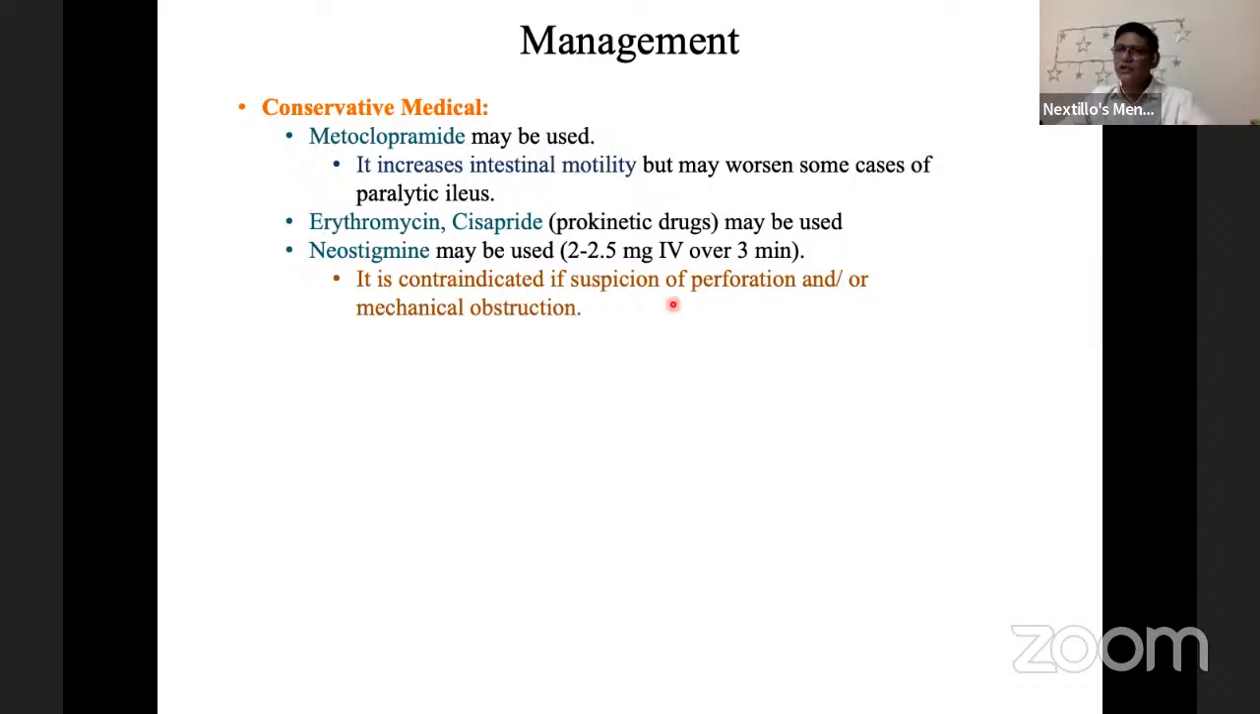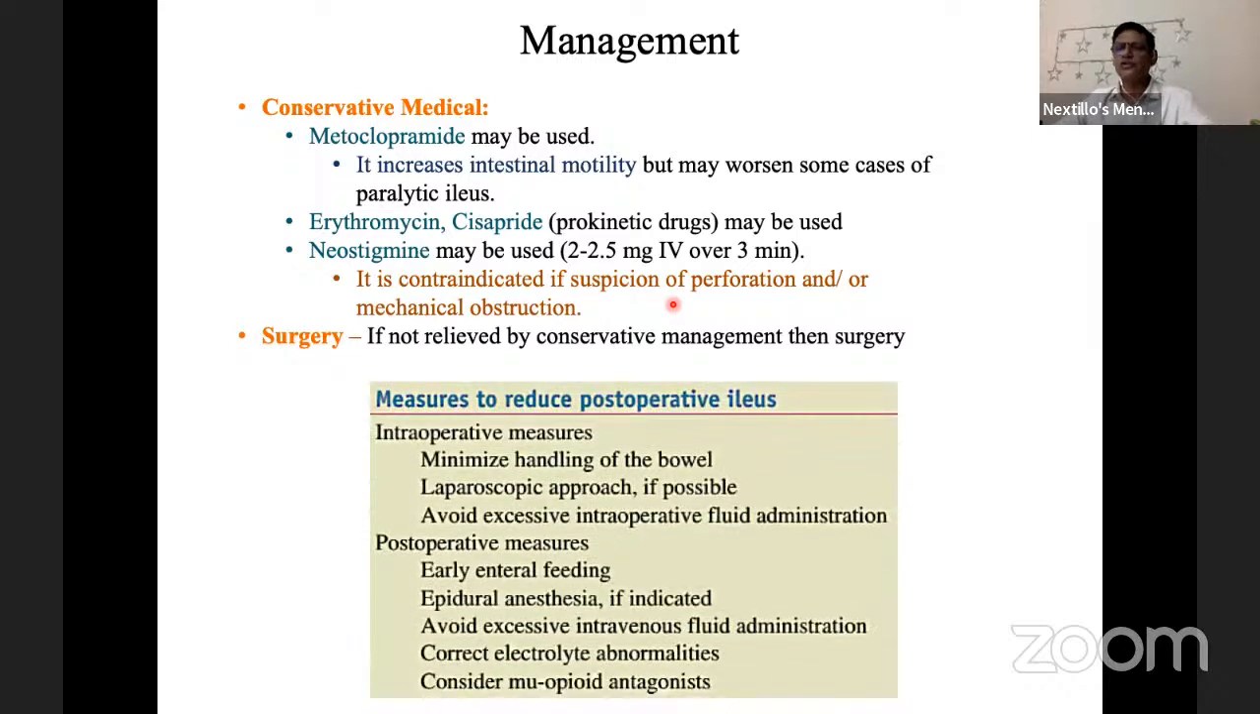And if the patient is not responding to the correction of the electrolyte imbalances and these drugs being given, then we have to go with surgery. As far as the post-operative functional obstruction is concerned, there are a number of methods or measures that we can adopt to decrease the risk of post-operative ileus.